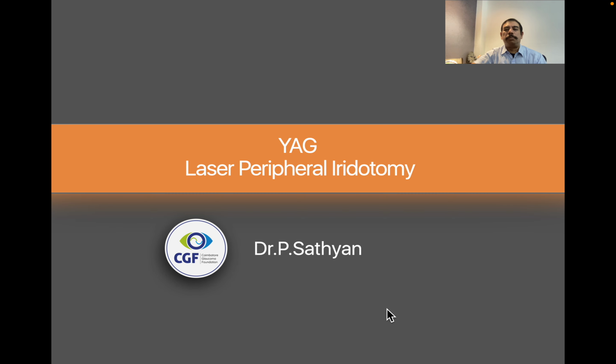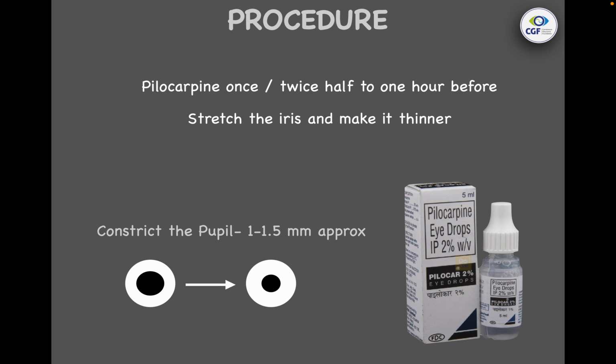I'm going to share some useful information in the tips and tricks series. The YAG peripheral iridotomy is a very commonly done procedure. We all use pilocarpine to constrict the pupil, so peripheral iridotomy becomes easier to do.